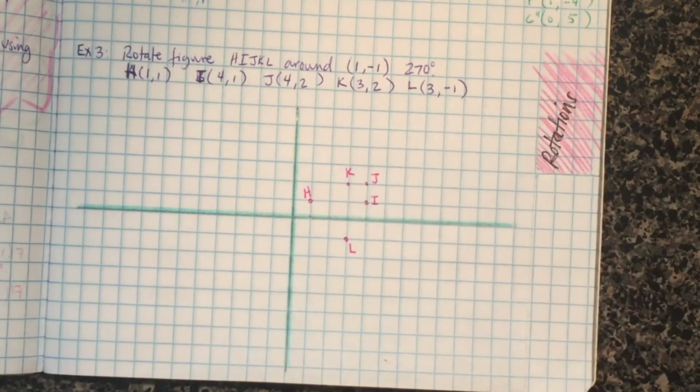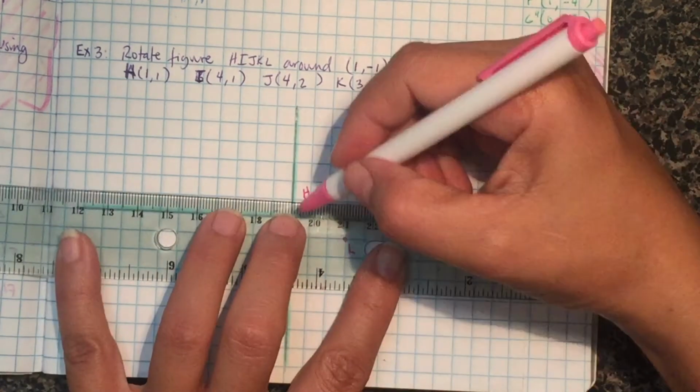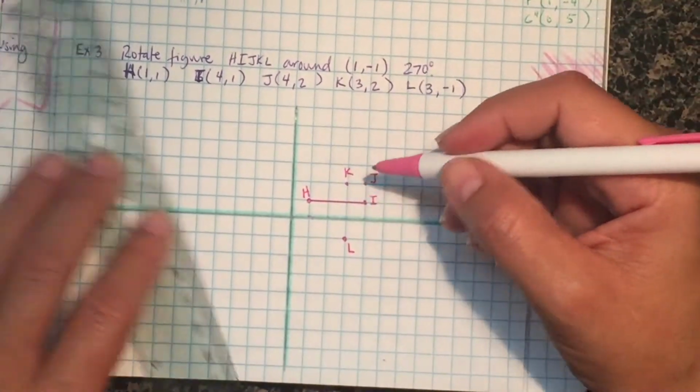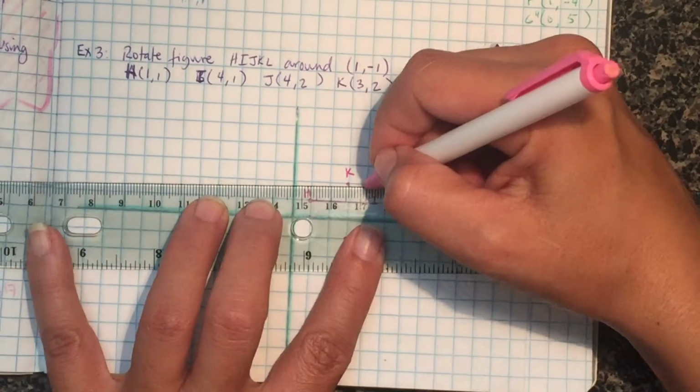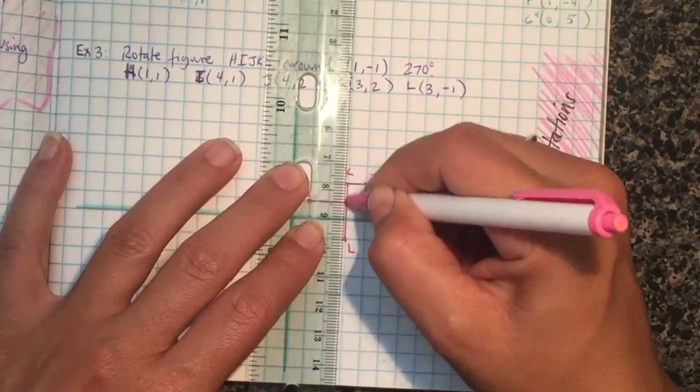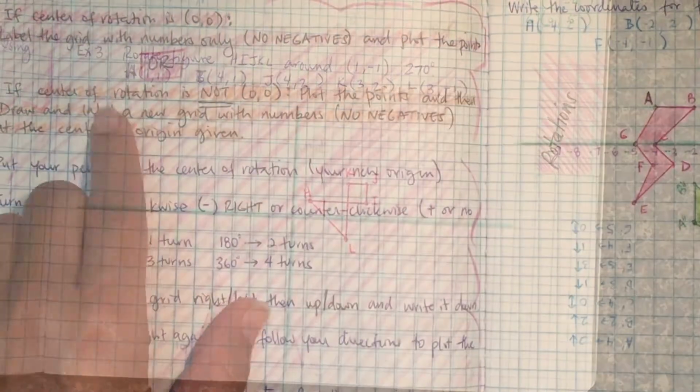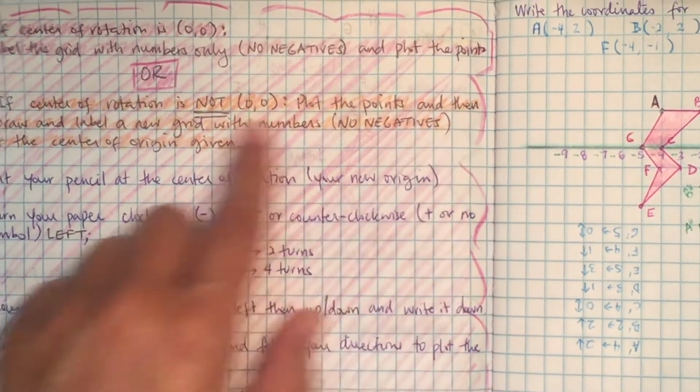And you just join them in order so that it gives you the shape. Just join the points in order. So it goes H, I, J, K, L, and then back to H. Alright, so plot the points.